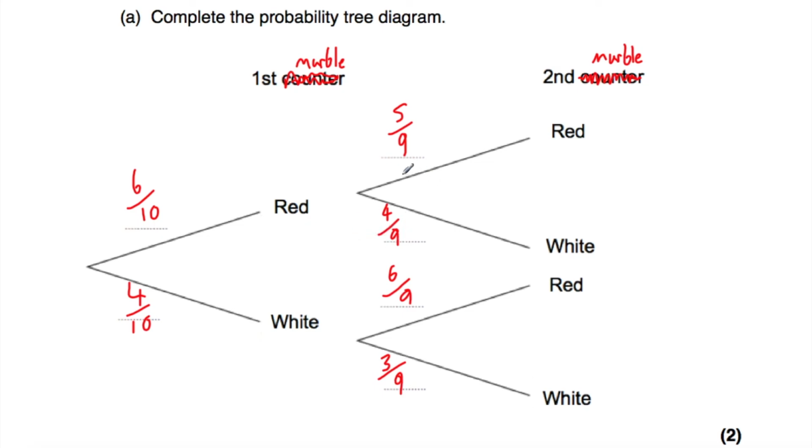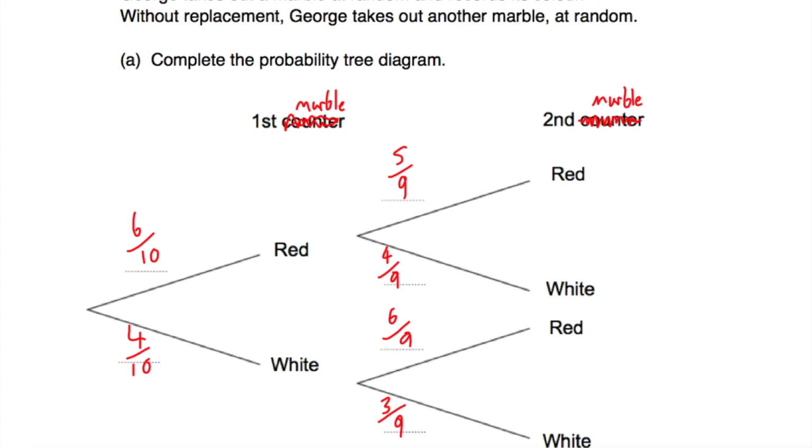So this is what we call conditional probability. It's where the probabilities of the first event, the first marble being taken out, affect the probabilities of the next event. And so this is called conditional probability. So we've completed our tree diagram, so we've done that bit.